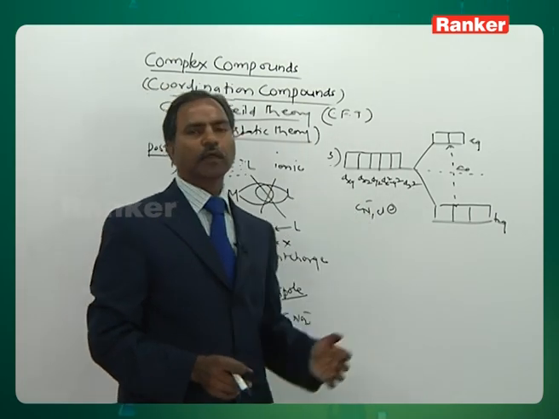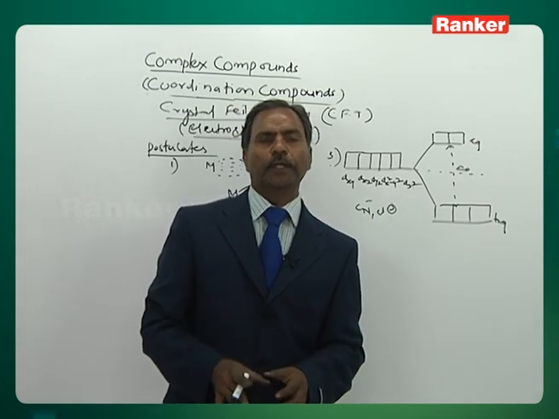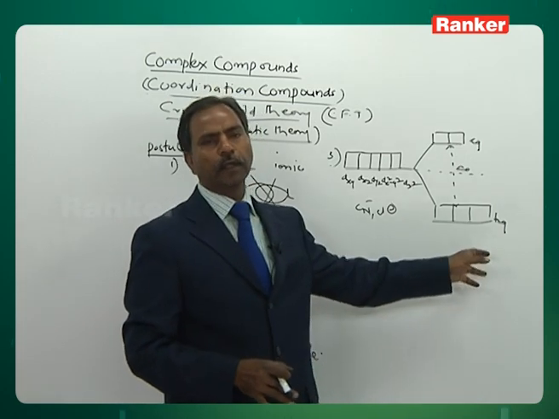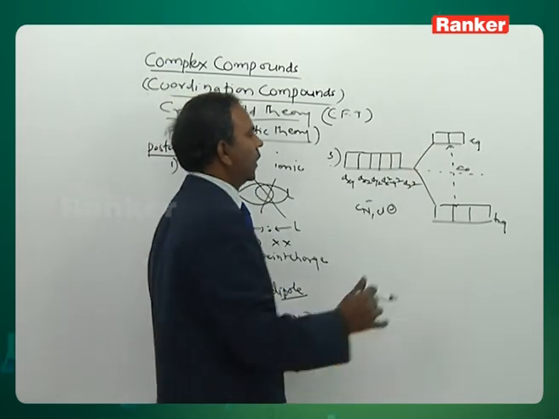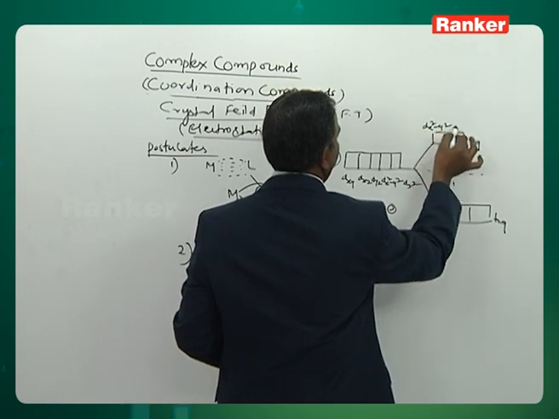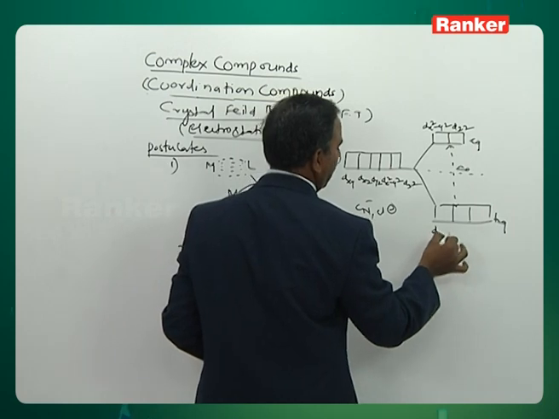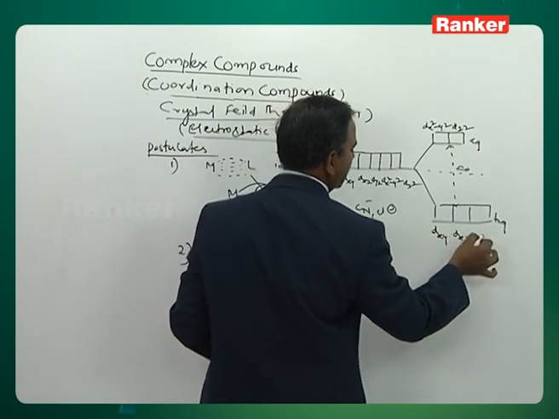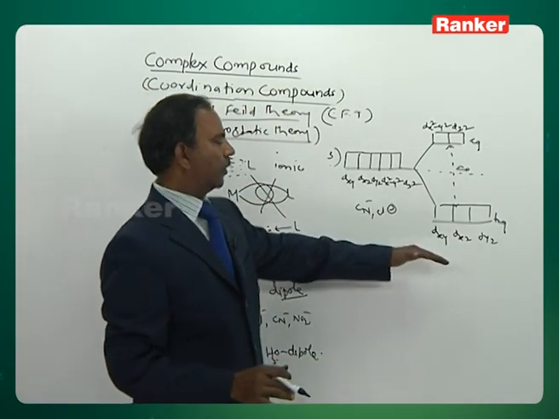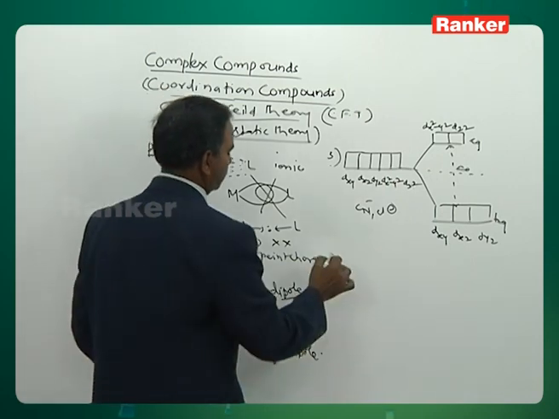Like this, the 5d orbitals under the influence of different field strengths split into different energy levels. Lower energy level t2g, higher energy level eg. In eg, the orbitals are dx² minus y² and dz², and these are two. Consider dxy, dxz, dyz. These are the orbitals in the lower energy level, and the others are in the higher energy level.